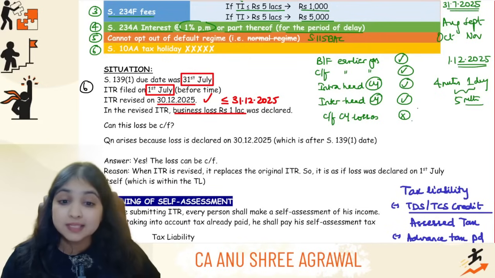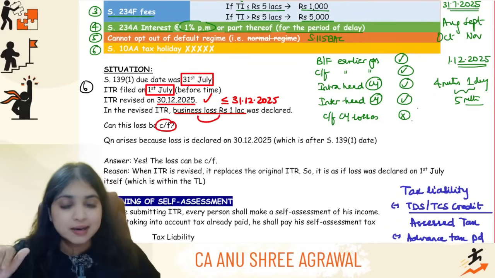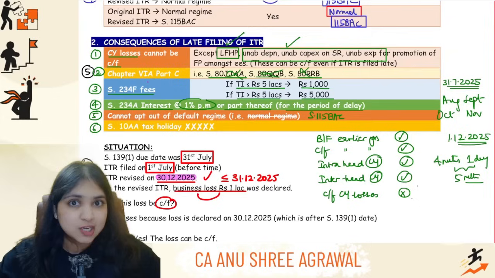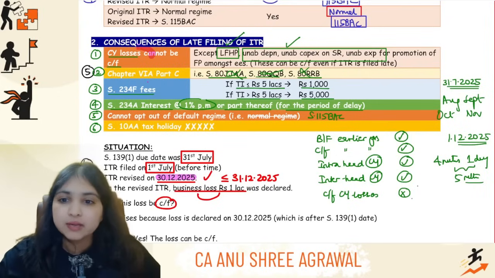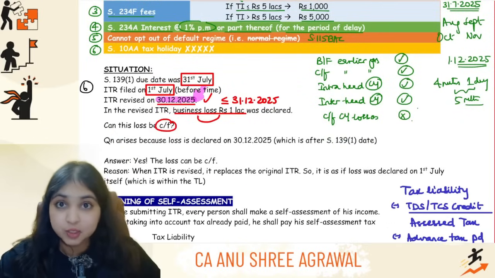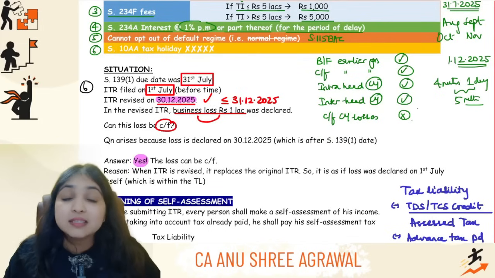Now the question is, can this business loss of 1 lakh rupees be carried forward? See, the question arises because of when you are declaring this loss. You're declaring this loss on 30th December 2025, which is after the 139(1) due date, guys. And just now we learned that if we file our ITR late, after the 139(1) due date, we can't carry forward current year losses. So I am declaring this loss on 30th December 2025, which is after the 139(1) due date. So can I still carry forward the loss? The answer is yes, I can still carry forward the loss.